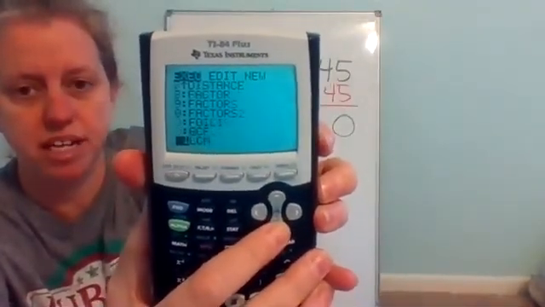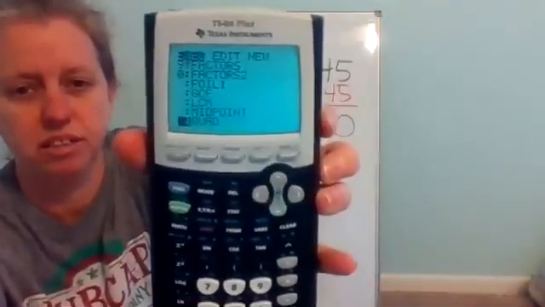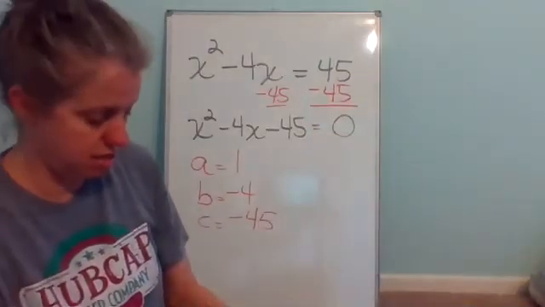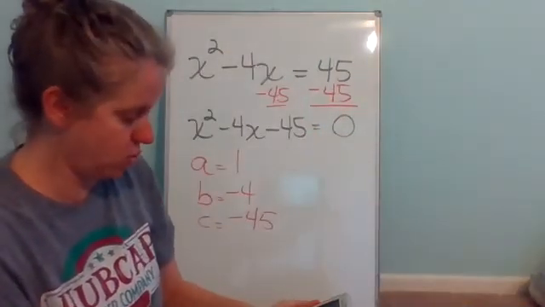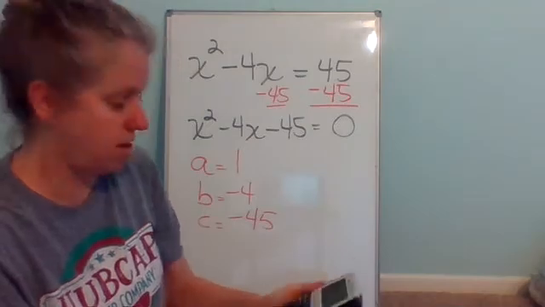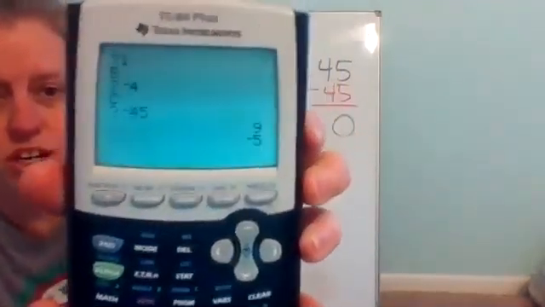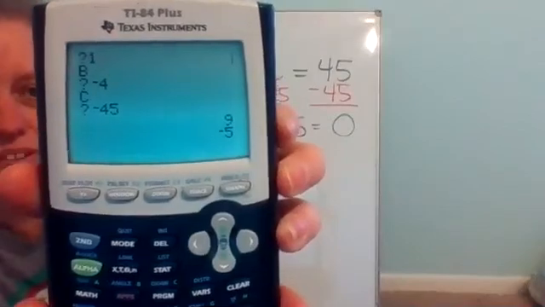Okay, so now you're just going to the program and entering your A, B, and C. So A would be 1, B is -4, and C is -45. And hit enter to get your two answers, which are 9 and -5.